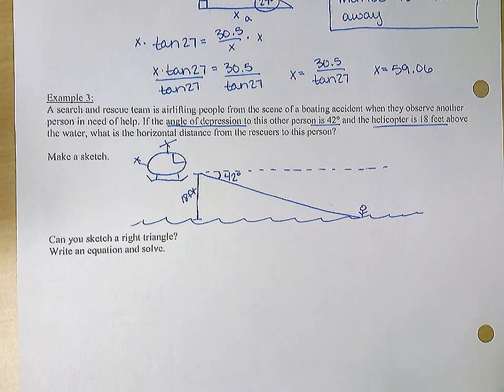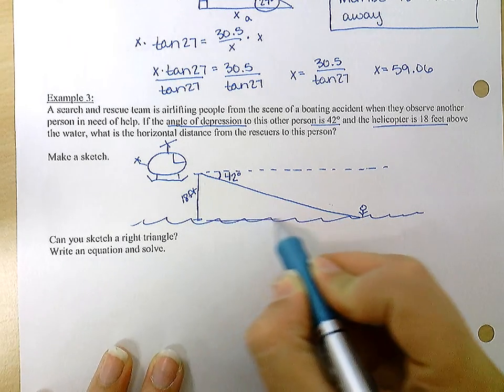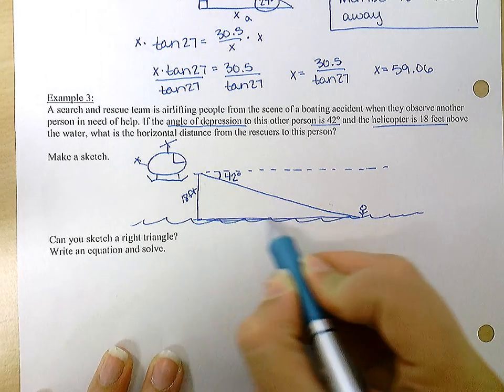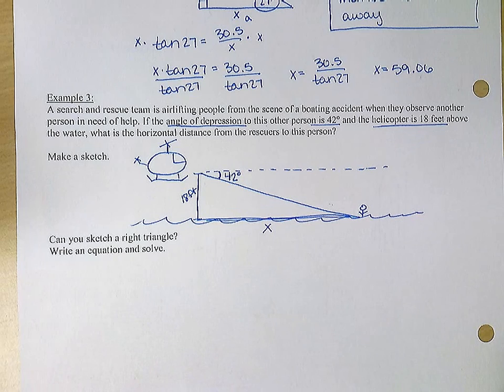So now what we're looking for is the horizontal distance from the rescuers to that person. So that would be this length at the bottom right here. So we're looking for that horizontal distance.